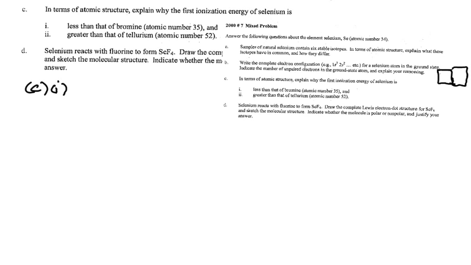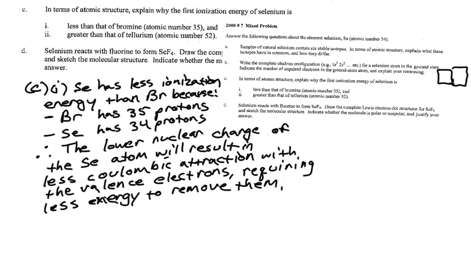So why is it that selenium has a lower first ionization energy than bromine? Remember, our three choices are effective nuclear charge, shielding, or electron-electron repulsions. And hopefully by now you started to spot if they're in the same row, it's definitely going to be effective nuclear charge because bromine has 35 protons and selenium has 34. So I'm going to write the argument down.